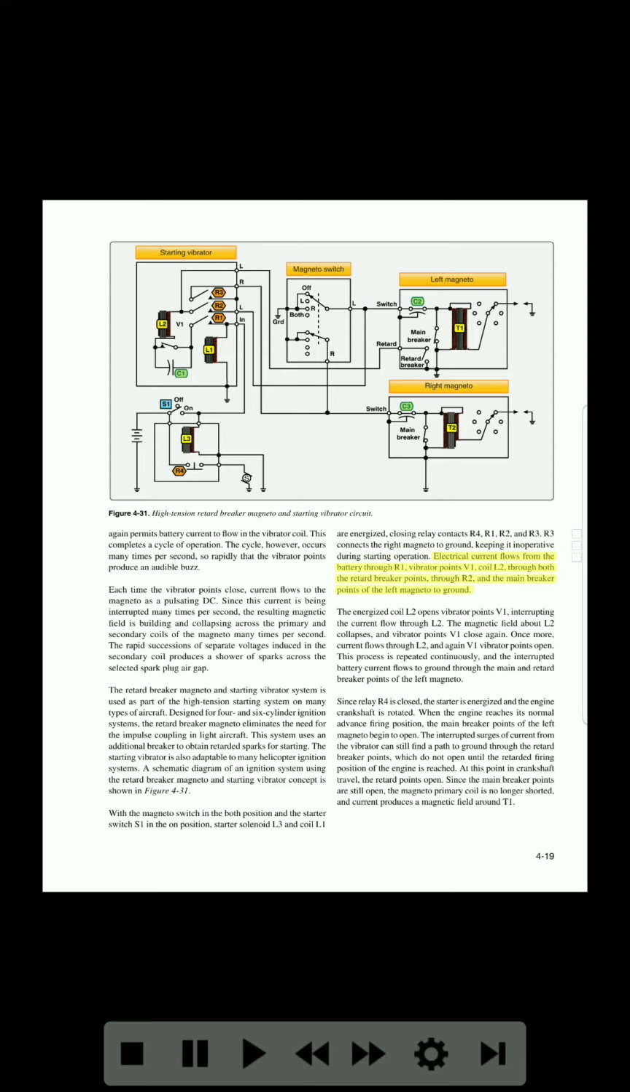Electrical current flows from the battery through R1, vibrator points V1, coil L2, through both the retard breaker points, through R2, and the main breaker points of the left magneto to ground.